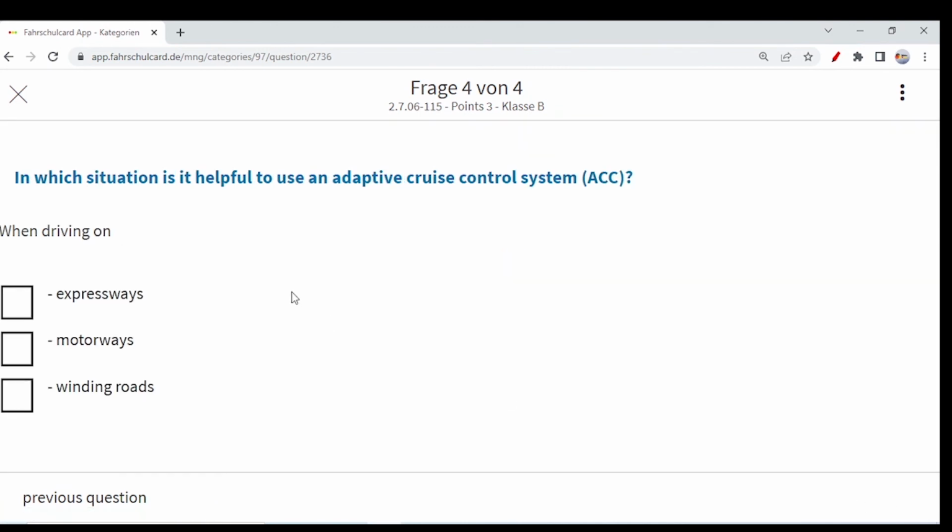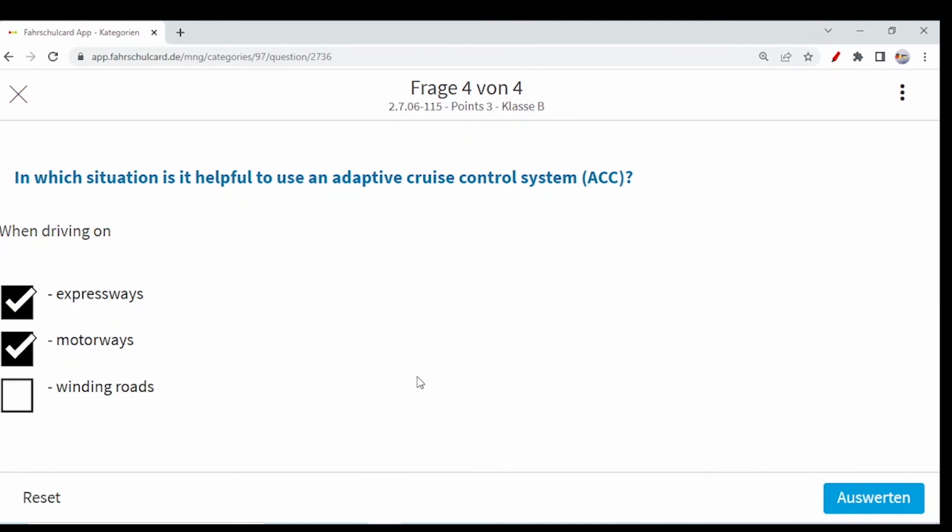Last question for this topic: in which situation is it helpful to use an adaptive cruise control system? I think we have also already discussed this in detail. What is the adaptive cruise control system? It automatically brakes when you are very near to the car in front of you, or it automatically increases the speed depending on the road situation. But when driving on expressways, yes, you can use it, it can be helpful. It can be helpful on motorways, not on winding roads.